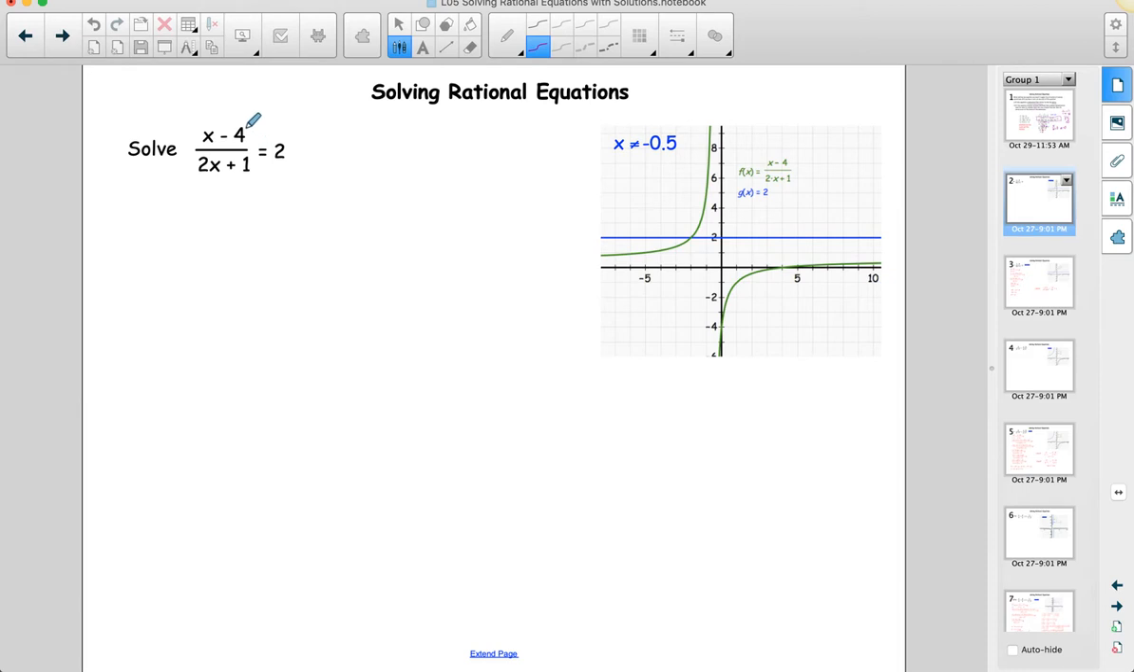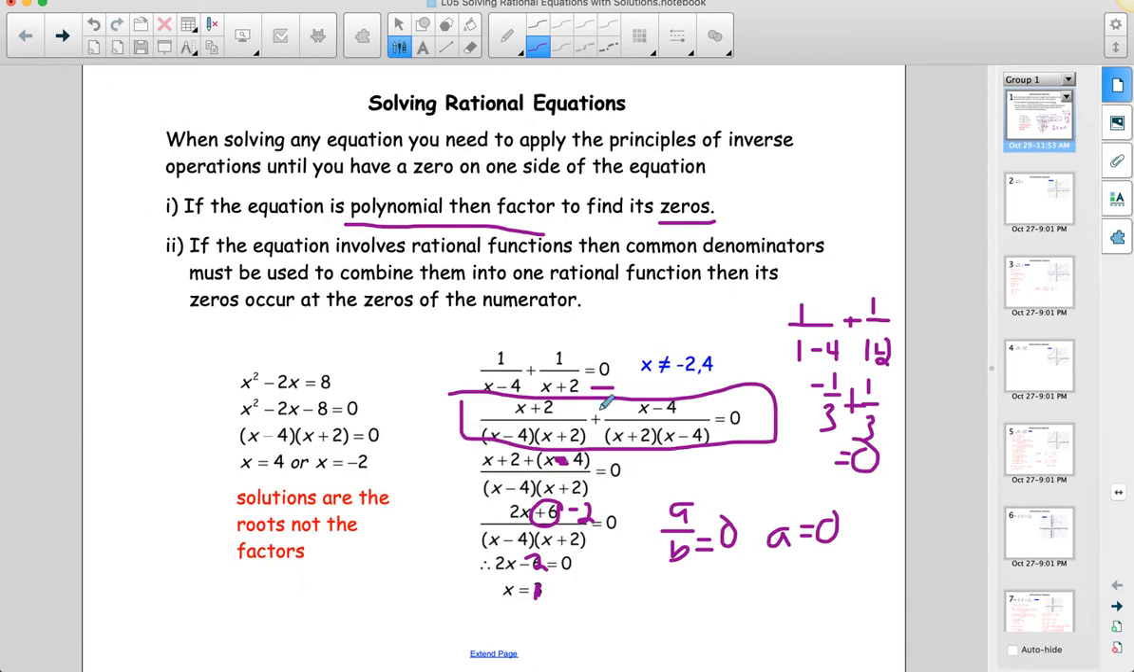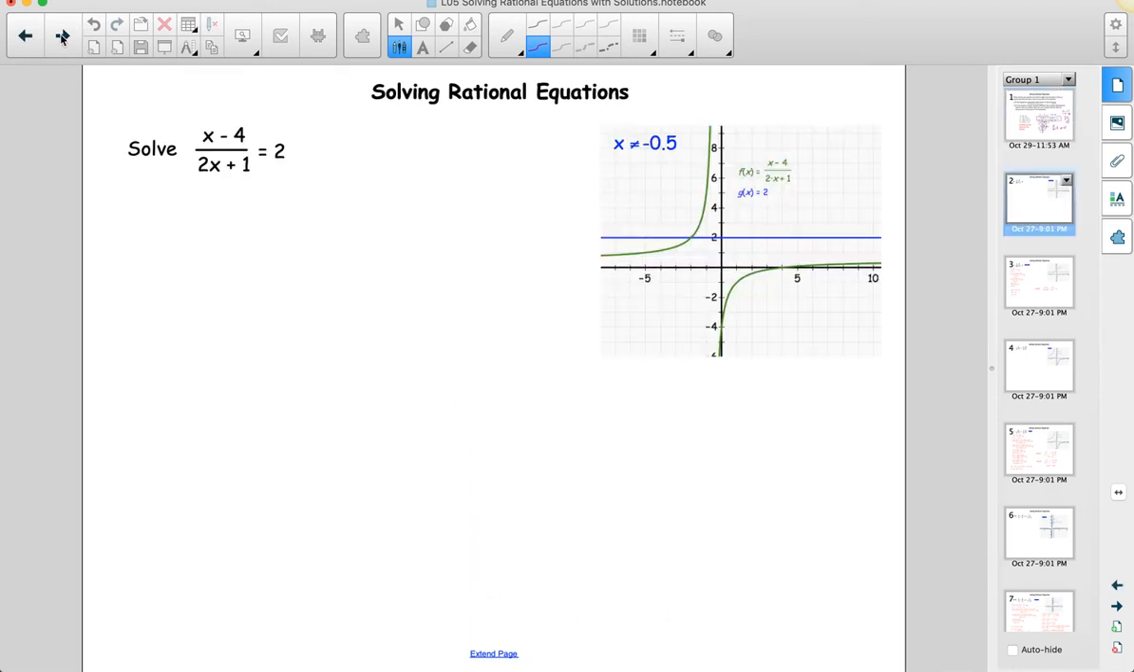All right, so what you're going to do is you're going to apply the technique we did here. So what would we do? If we have more than one rational expression, we'd have to bring them together and get a common denominator. We would then factor the numerator. The zeros of the numerator are our solutions. In this case, you do have to address this. So I'll give you a bit of a hint.